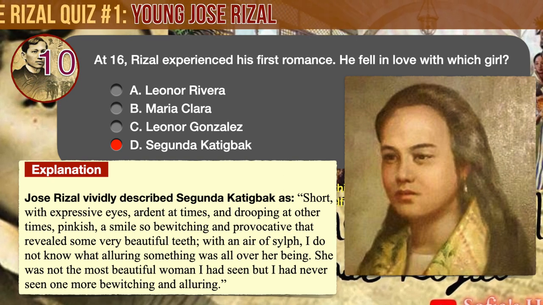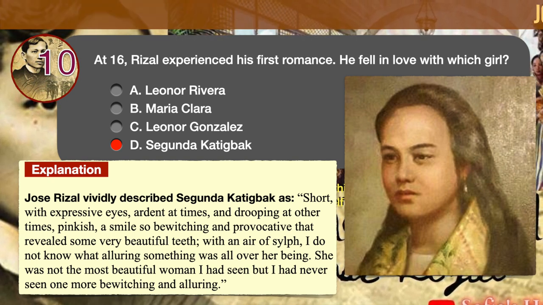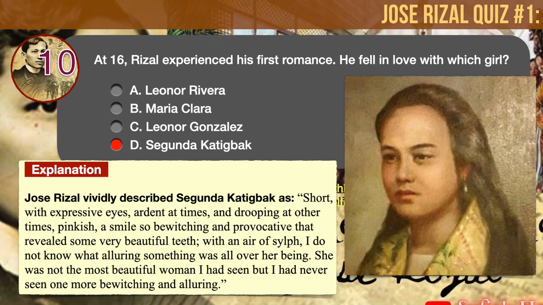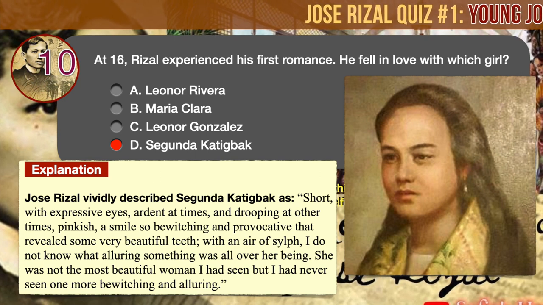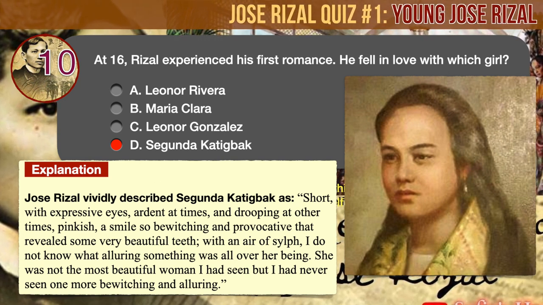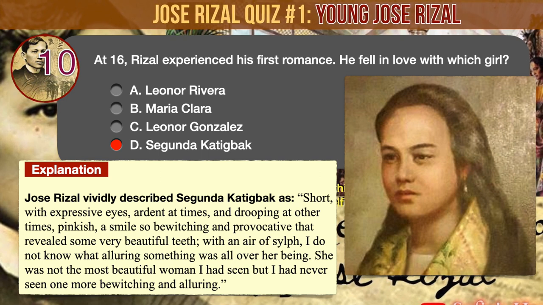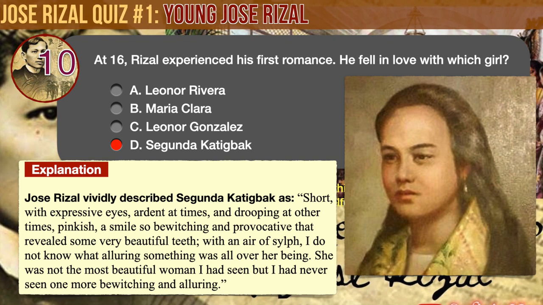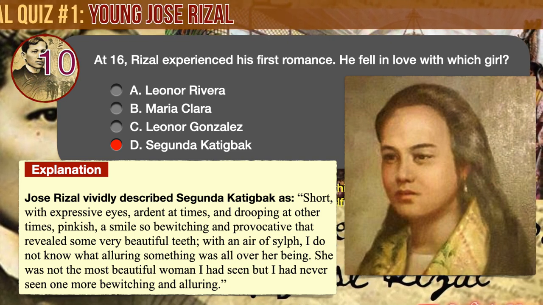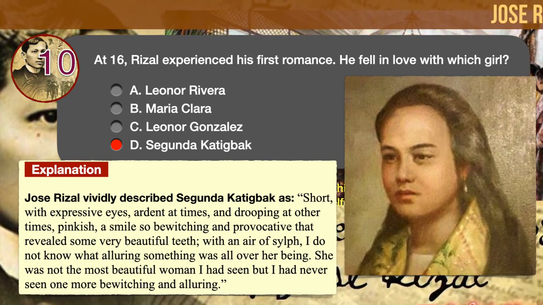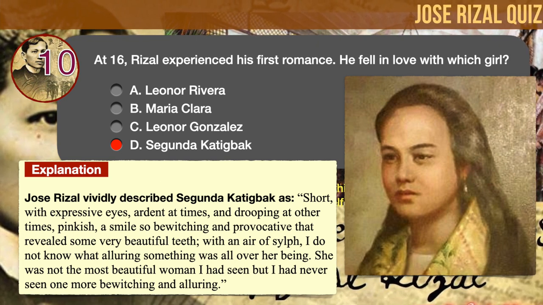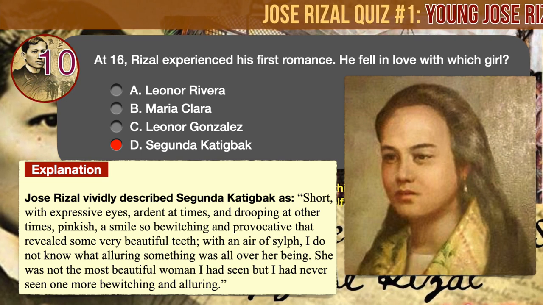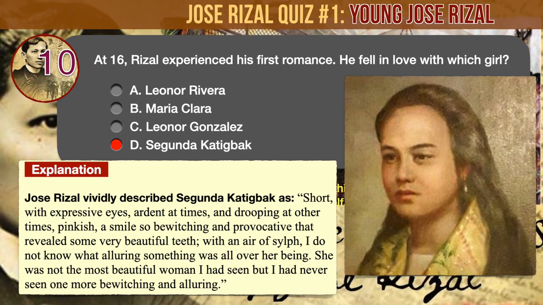She was the sister of his classmate at Ateneo Municipal and trusted friend, Mariano Katipak, who incidentally was his companion during that visit. The charming and graceful Segunda captivated the young Jose. Rizal vividly described her as short, with expressive eyes, ardent at times and drooping at other times, pinkish, a smile so bewitching and provocative that revealed some very beautiful teeth, with an air of a sylph. "I do not know what alluring something was all over her being. She was not the most beautiful woman I had seen, but I had never seen one more bewitching and alluring."